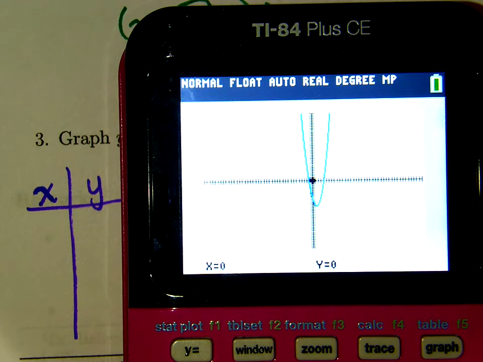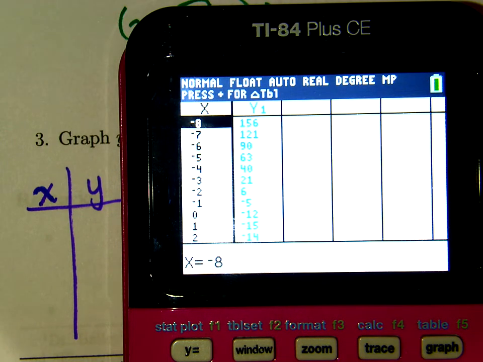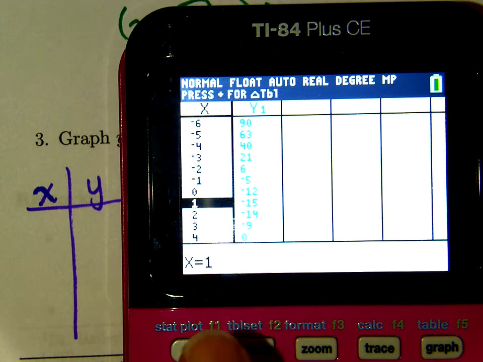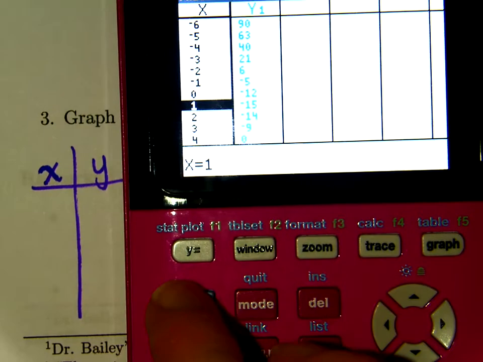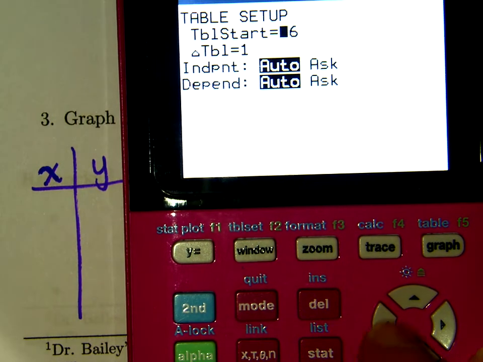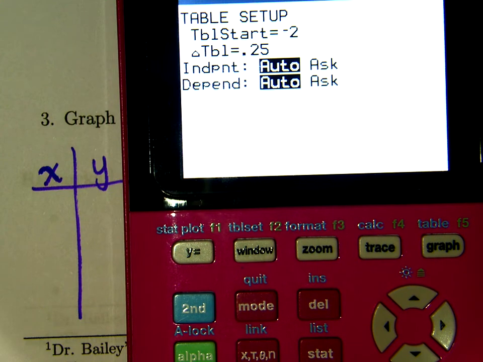And I also would like to have a table of values. So let's see. I know that it happens at 1.25. I see that we have some whole number coordinate pairs here, which is great. But I need to know what happens at 1.25. So see this table set right by window. We're going to need to go second table set. Let's start it at -2. Hopefully that's enough. But I'm going to have to go by quarters.